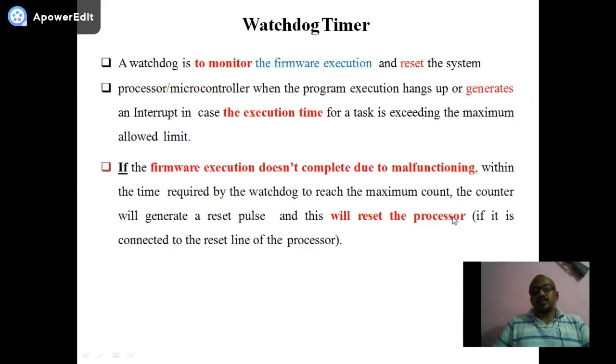Watchdog timer. A watchdog timer monitors the firmware execution and will reset the system. This will be better understood with an example. If the laptop hangs up, we have a reset button. We can press the reset button, and the system will reboot and start functioning properly.